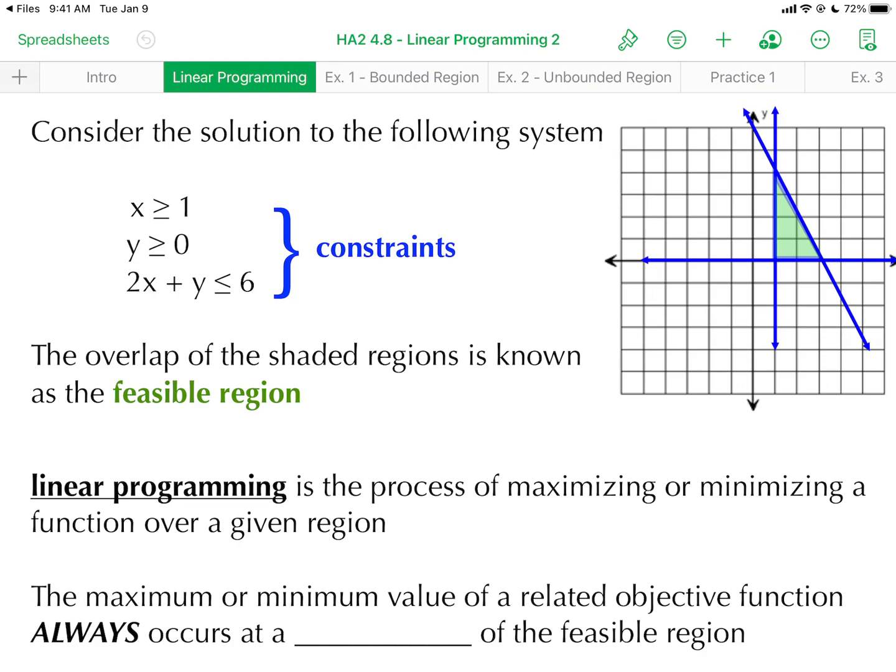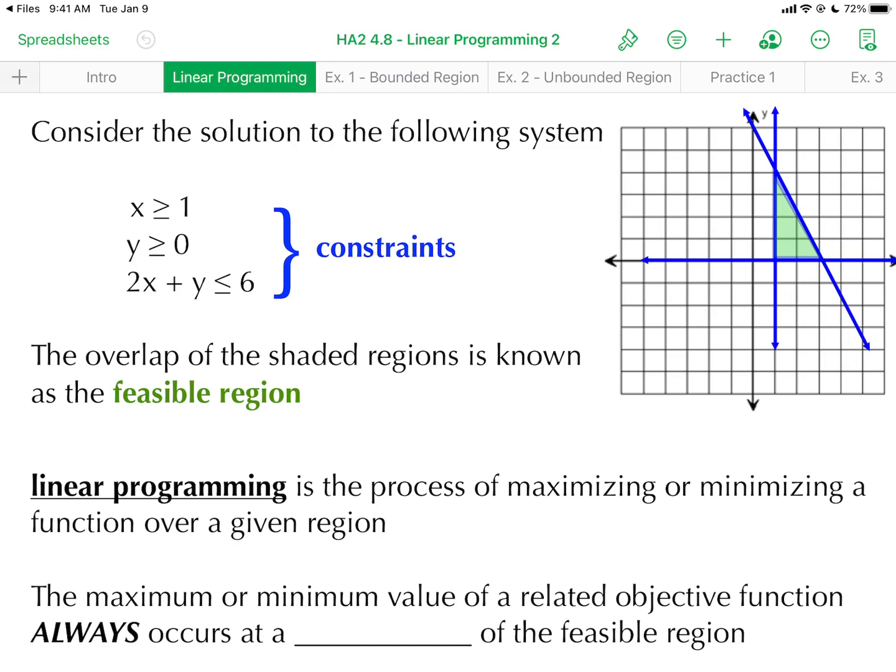x greater than or equal to 1, y greater than or equal to 0, 2x plus y less than or equal to 6. Okay, so that's a system of inequalities. The solution to it would be the overlap of the shaded region, which I already have graphed over there on the right. That's that triangular region.